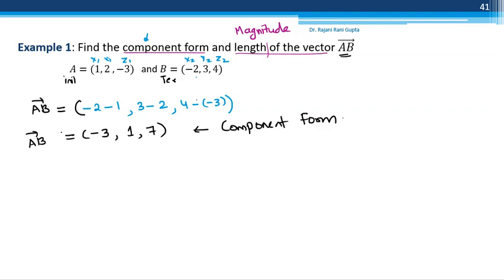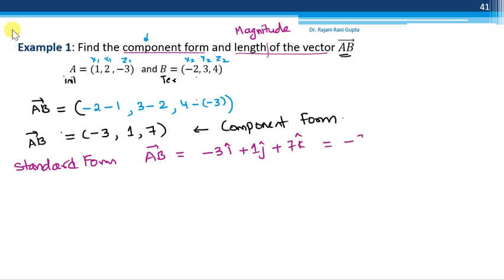Okay. If they ask you to write the standard form, what you have to do? Just add the i, j and k. Minus 3i, 1j, 7k. Okay. It's same as minus 3i, 1 we usually don't write, j and 7k.